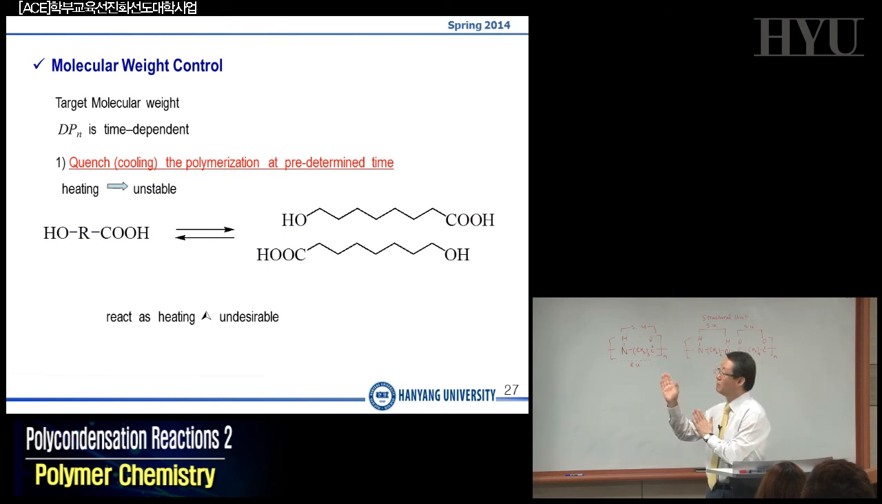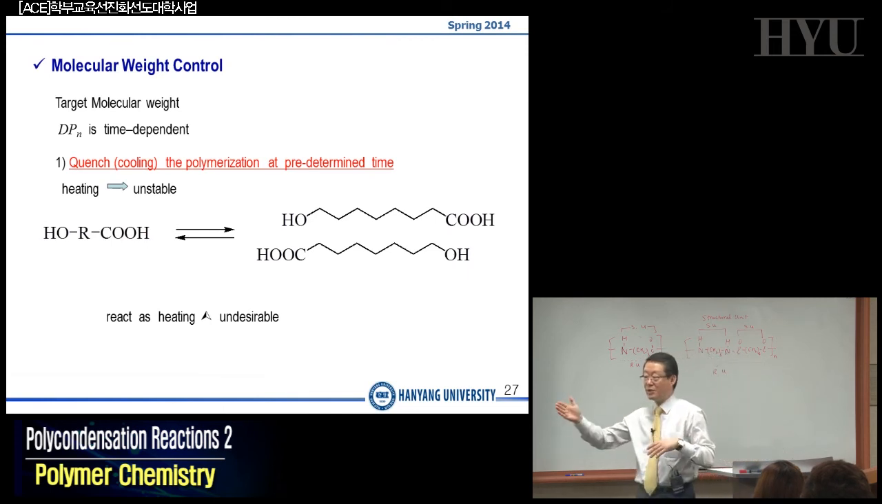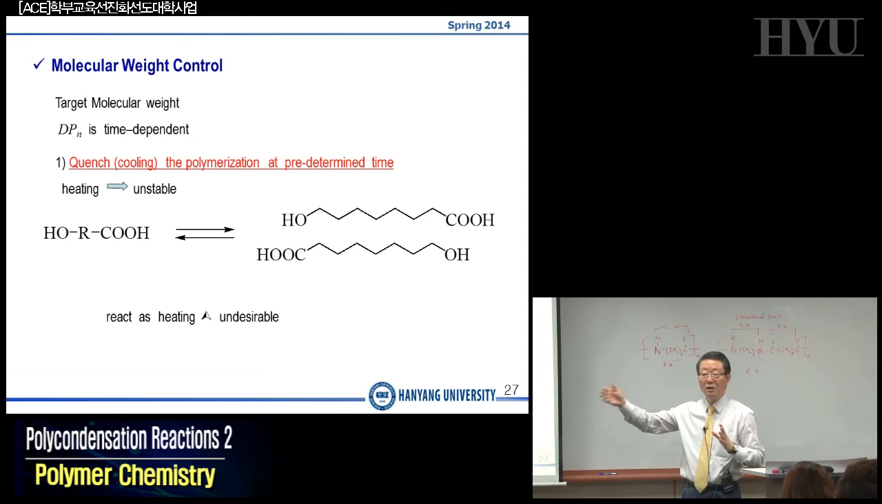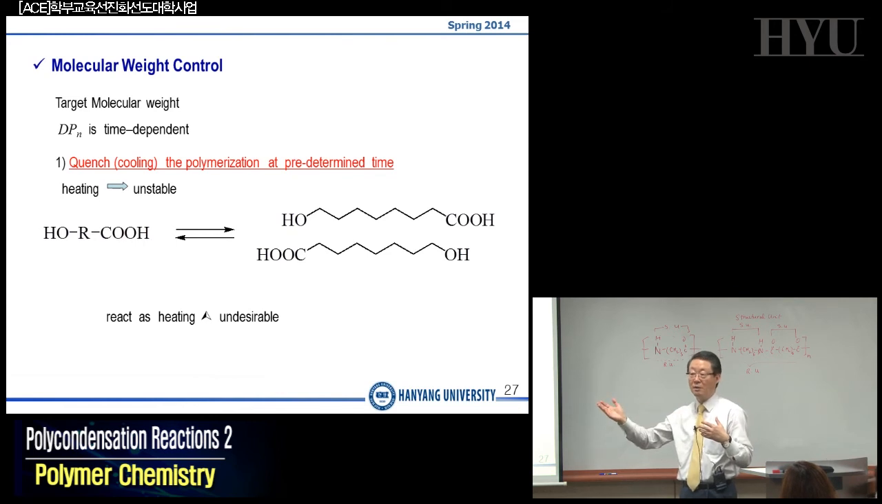Now, with the molecular weight control, you know that the time scale is very important, right? In our characteristic rate equation, DPn is equal to 1 plus C0 times K2 times t. So if you control the time, you will be able to find the degree of polymerization. It takes a long time if K2 is low, right? It takes about 45 hours if K2 is 10 to the minus 4 in our case.